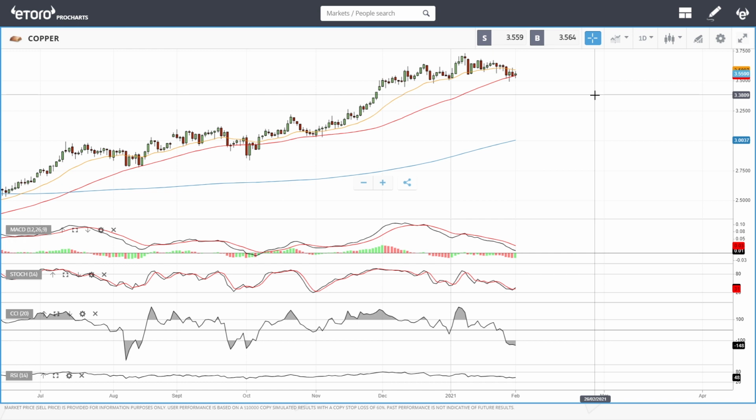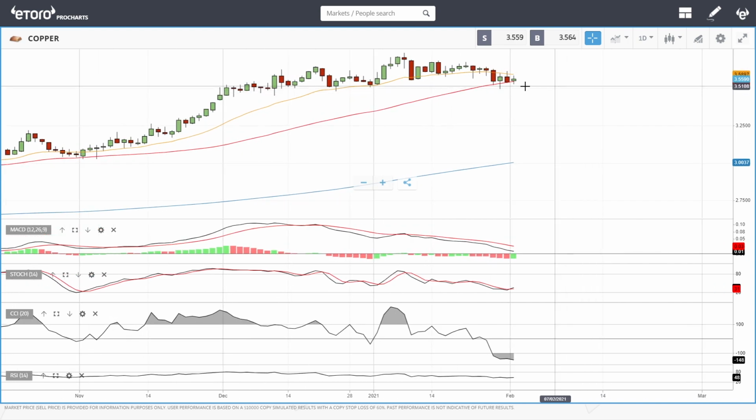If the US dollar, for example, starts depreciating, then you are going to see copper prices rally quite significantly. Target here is 3.7. That is the target at this point. So yes, stop loss underneath here and a target of 3.7.